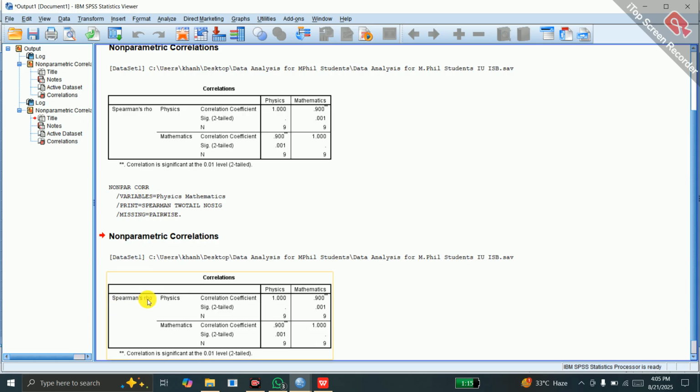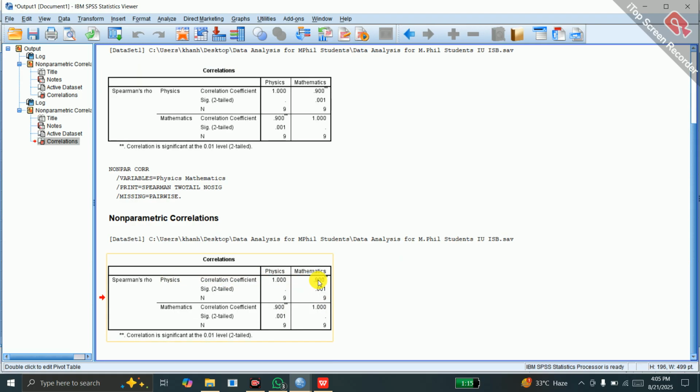So rho is the coefficient of correlation defined by Spearman's rank order correlation, and this one shows the Spearman's rank correlation between physics and physics, which is a positive one. So this is the extreme case, perfect positive correlation of marks in physics and marks in physics. And this is the Spearman's rank correlation between marks in mathematics and marks in physics of the 9 students. So this is exactly the same as what we just found manually in the PowerPoint show.